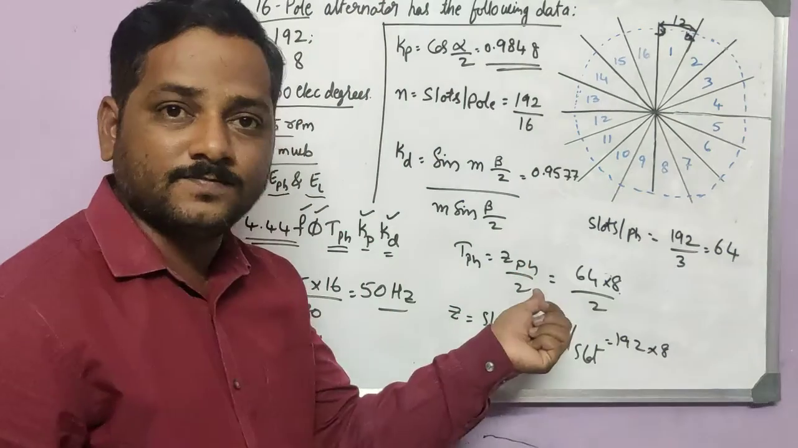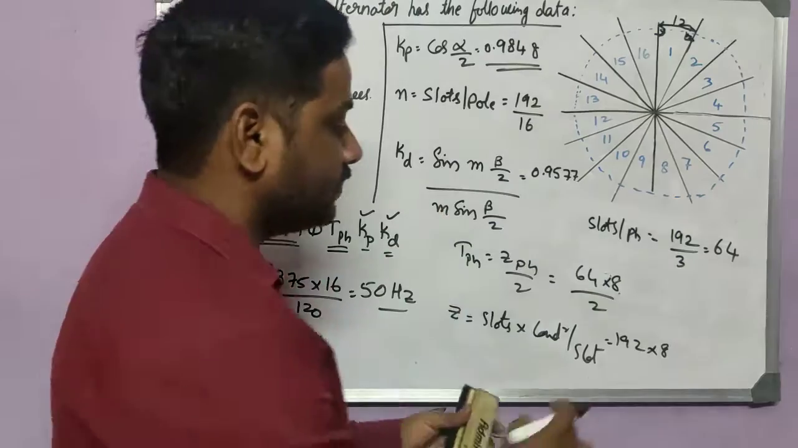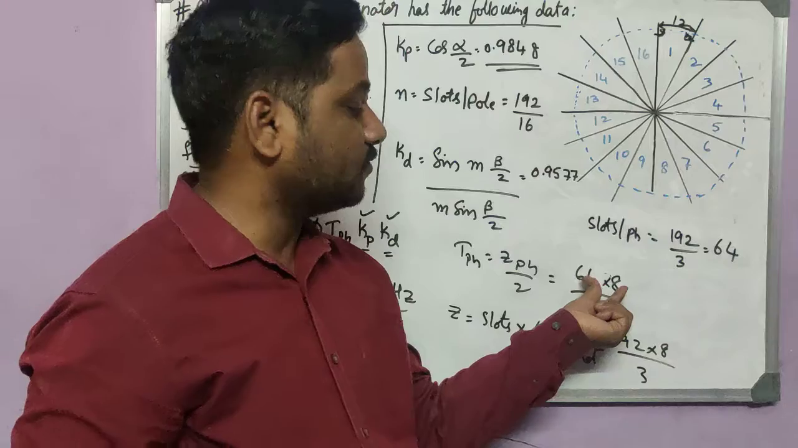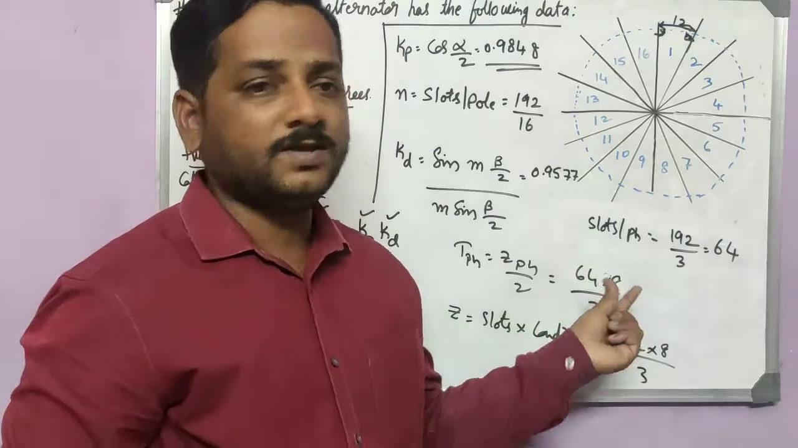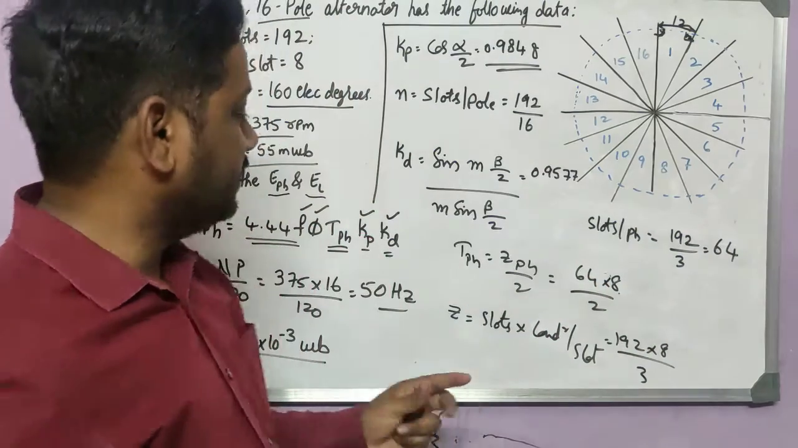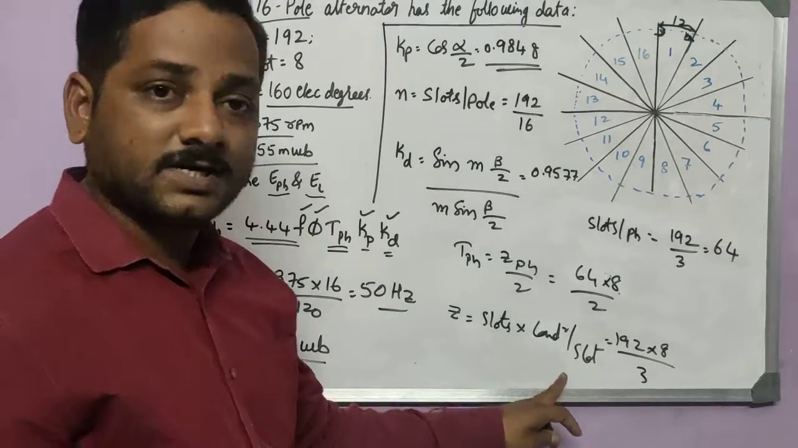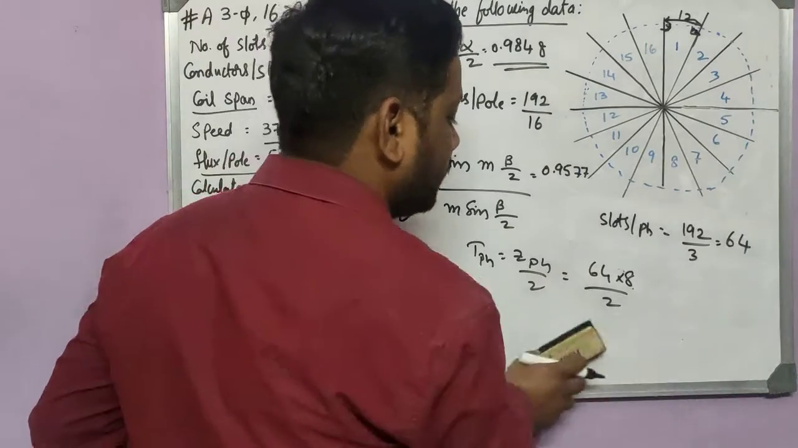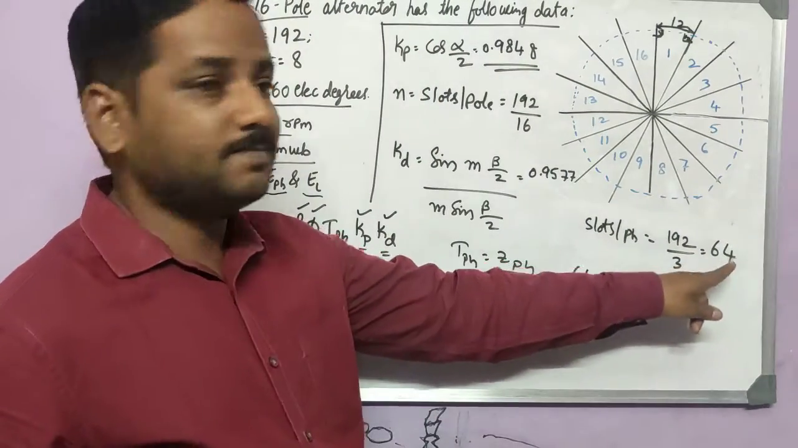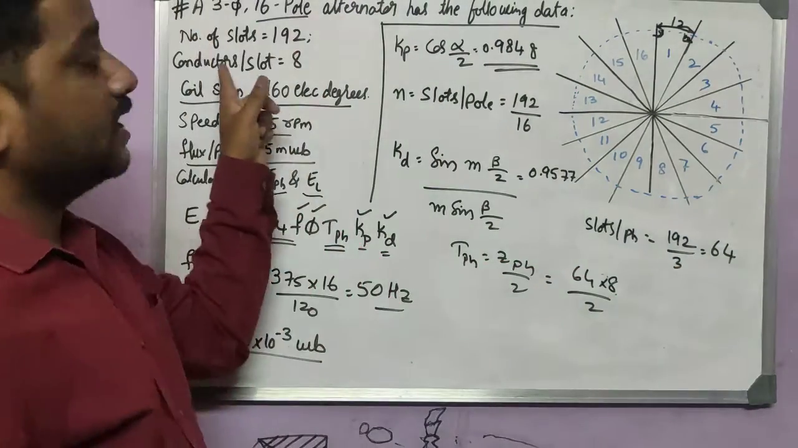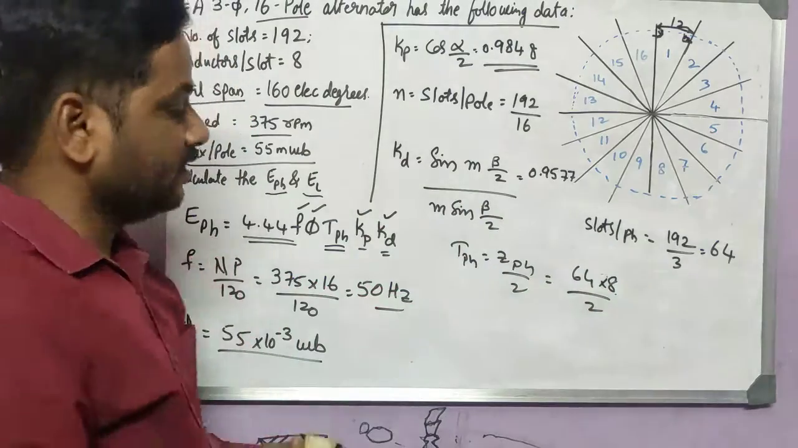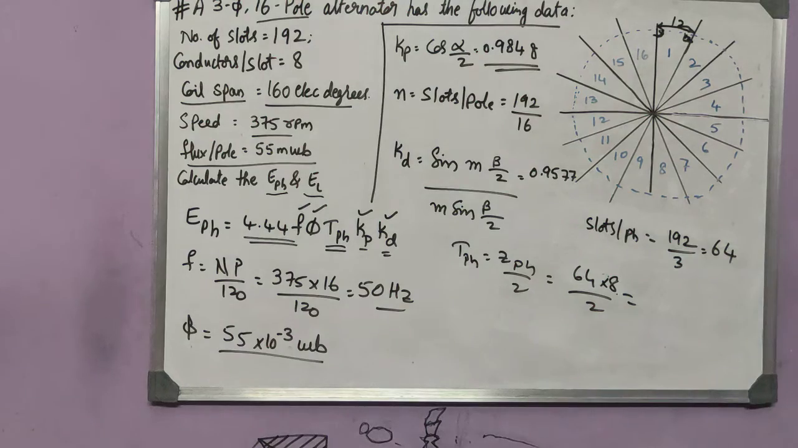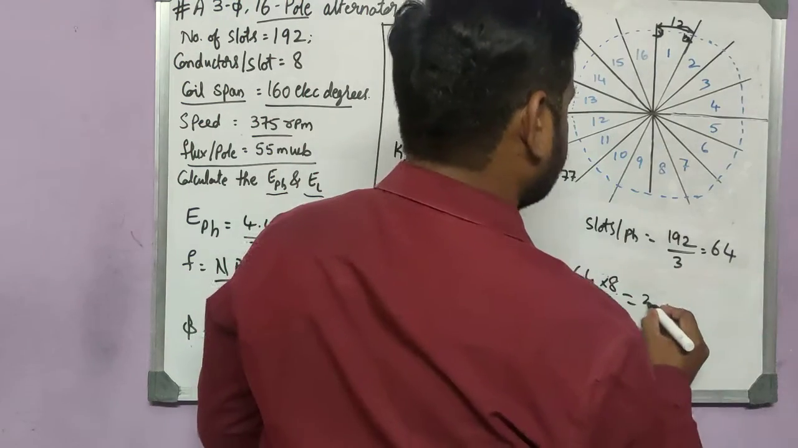I want Z phase. So how many phases do we have? 3. So whatever answer you get, you divide it by 3. There also we get the same answer as you would get for 64 into 8. So these are the two methods of identifying Z phase. First find the total conductors and then divide by 3, you will get Z phase. Or you find the slots per phase and multiply it with the number of conductors per slot. You will get the same. So for this answer, the number of turns per phase is going to be 256.